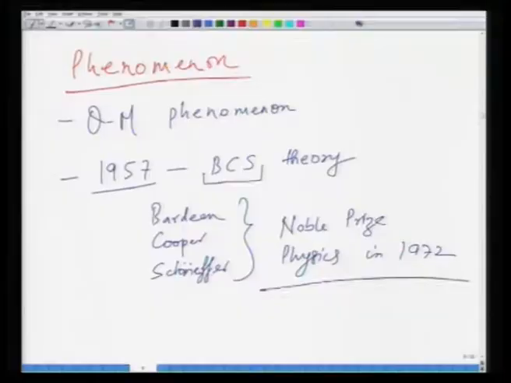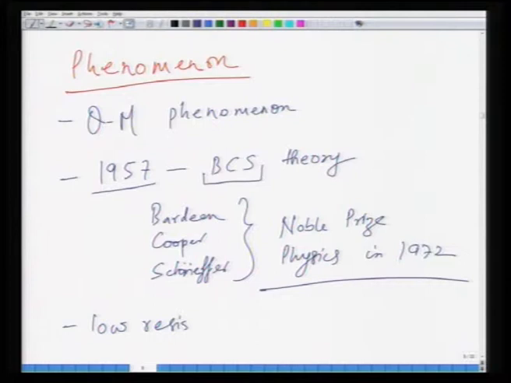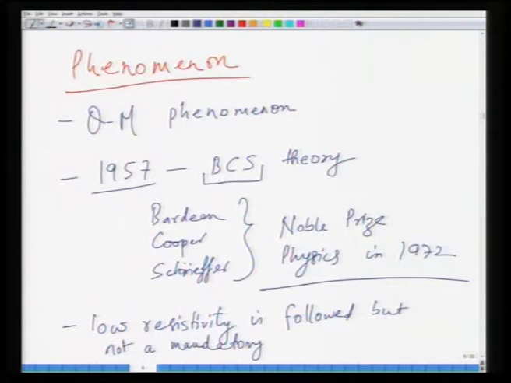And another thing which is noticed for many superconductors is that many superconductors have low resistivity, although it's a condition which is followed in many cases, it's not a necessary condition. So, you can say low resistivity is followed, but not a mandatory condition. So, it is not a constraint as such, just like in ferroelectricity you have a constraint like, you know, it has to be non-centrosymmetric. It is not a constraint for a superconducting state.